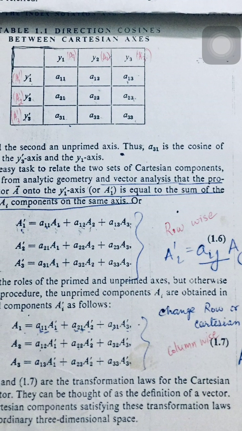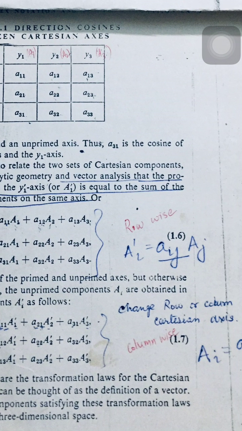You can easily see there are two indexes, i and j. When i is fixed, for a1 dash i becomes 1 and j runs from 1 to 3, so we get all three equations. So this is the transformation law: a_i dash is nothing but a_ij, small a_ij, times a_j.